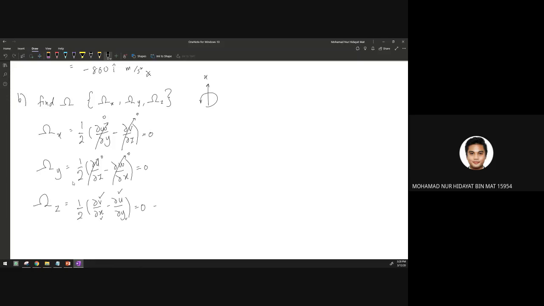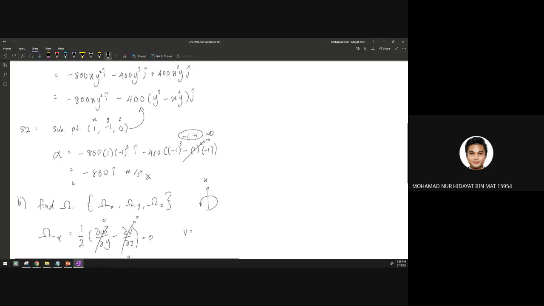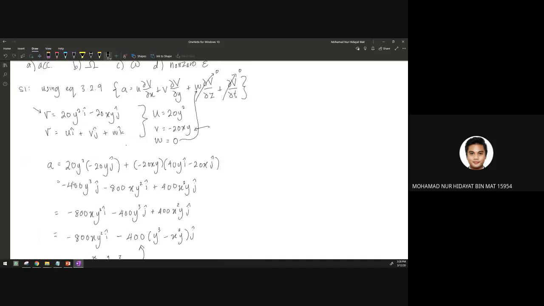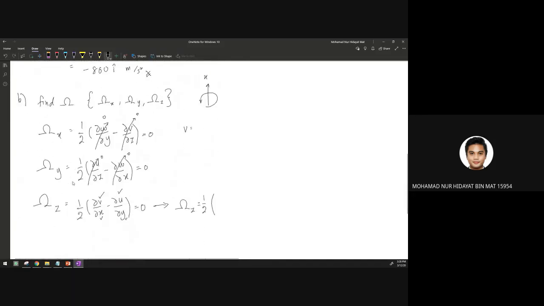So we start with angular velocity in z component equal to half. Remember our v here, the small v here, is negative 20 x y.